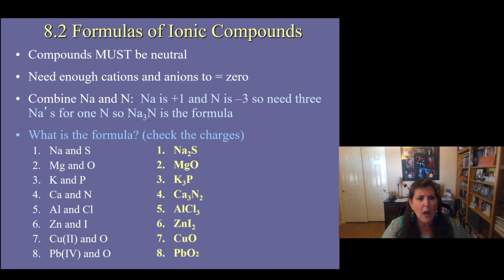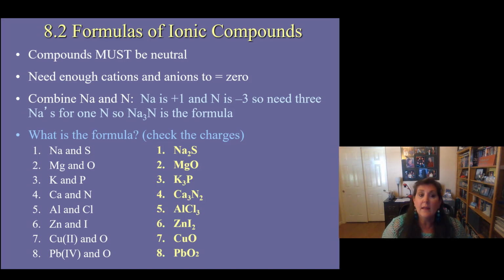Let's try number 3, K and P. K is a +1. P is a -3. So that's why we needed 3 Ks to go with the P. K3P is the formula. 3 minus 3 equals 0. Let's look at number 4.